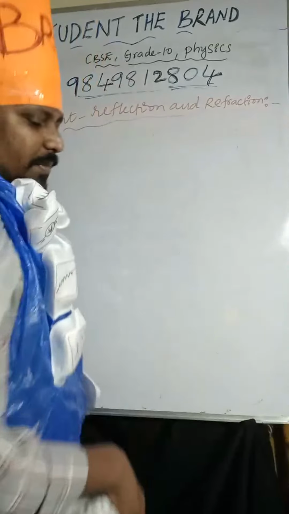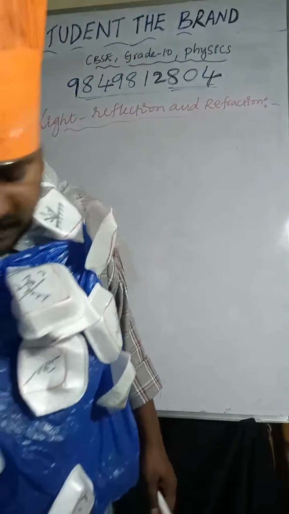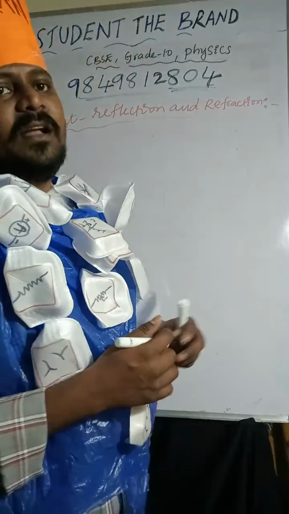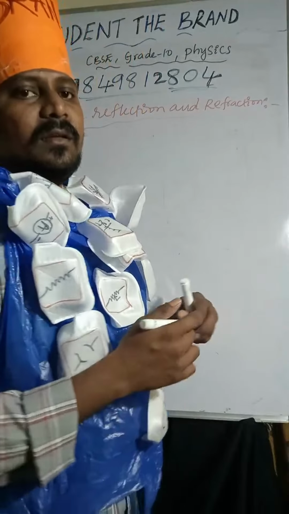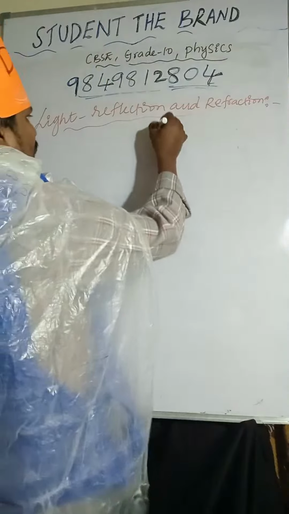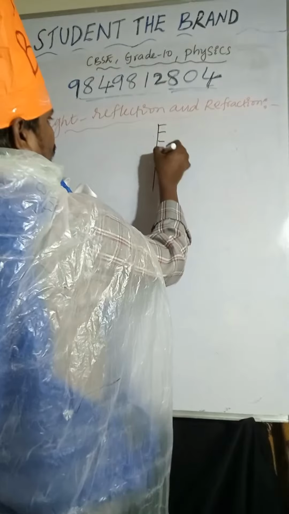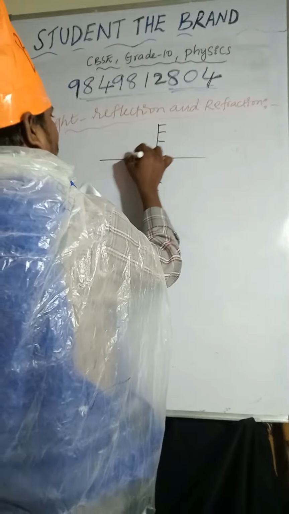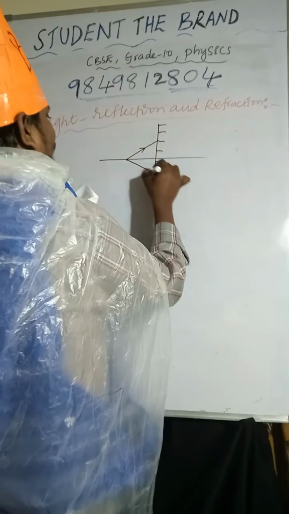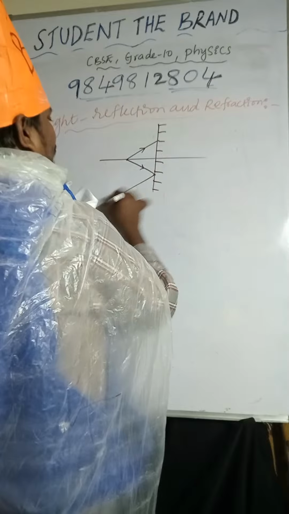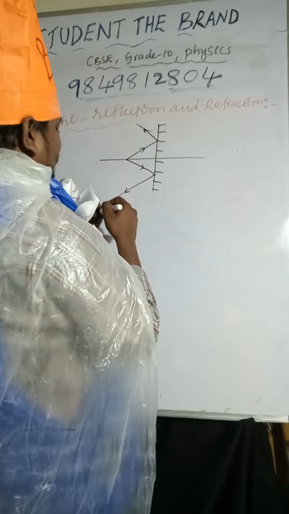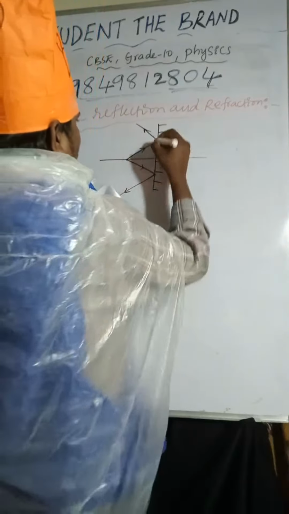Okay, so image and object. Now you can see here, now you can observe the image and object we are discussing. So like this, from this point light rays are coming. After reflection those light rays are moving away from it here and here also. So we can extend these light rays like this and here also.